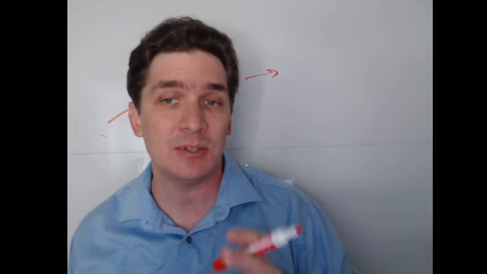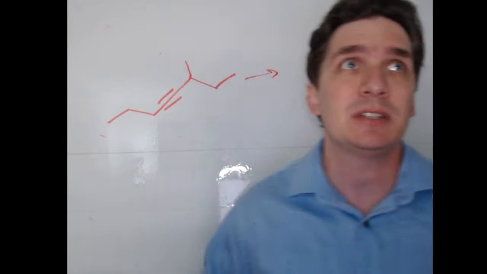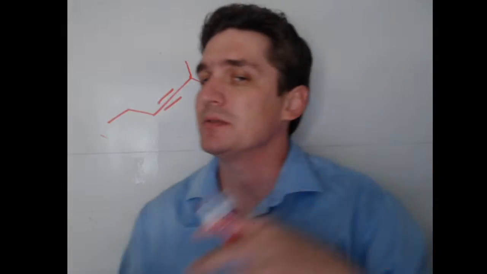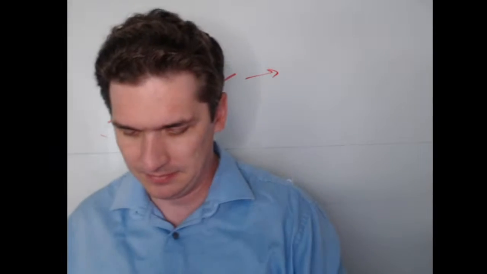The H and the Cl have to be trans to each other, because they have to be anti-periplanar when they add. It's the reverse of Zaitsev's rule.